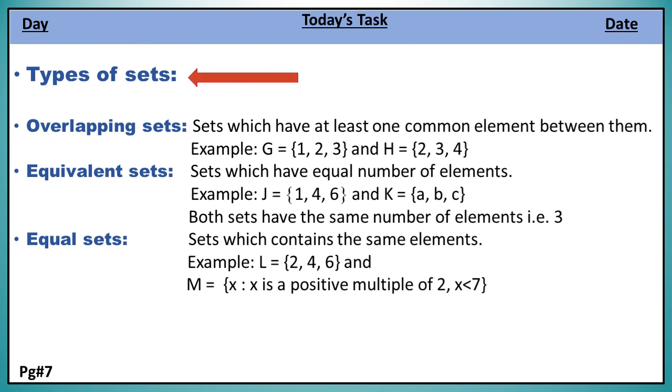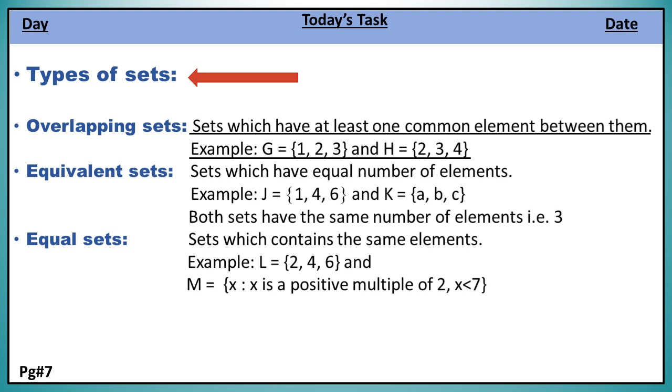Let's come to know about overlapping sets. Dear students, sets which have at least one common element between them. Overlapping sets: we have sets in which at least one element can be common, meaning the same. For example, set G is equal to {1, 2, 3} and set H is equal to {2, 3, 4}. Dear students, in both these sets element 3 is common. So this is an example of overlapping sets.